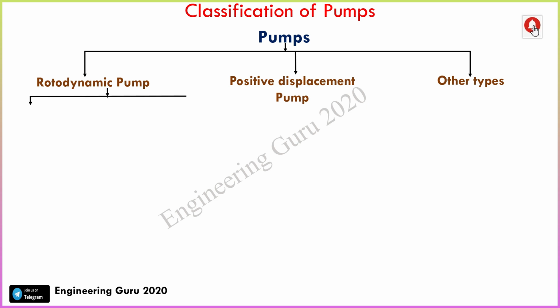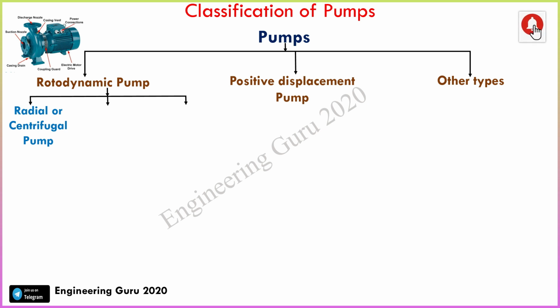Now rotodynamic pump is divided into three main types. First one, that is radial or centrifugal pump. Centrifugal pump is the most widely used rotodynamic pump, and it is suitable for low head and high pressure. Centrifugal pump may be defined as: the mechanical energy is converted into pressure energy by the action of centrifugal force acting on the fluid. So the hydraulic machine is called centrifugal. So the most widely used pump is the centrifugal pump.